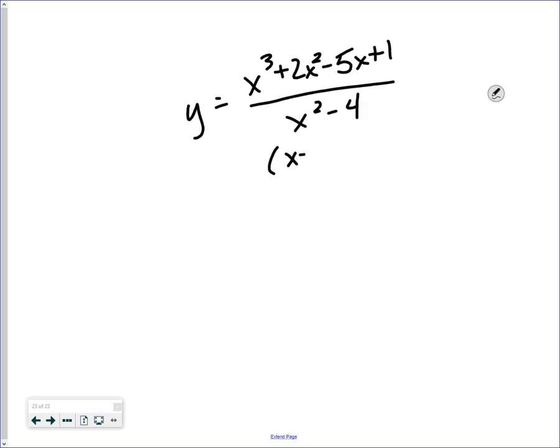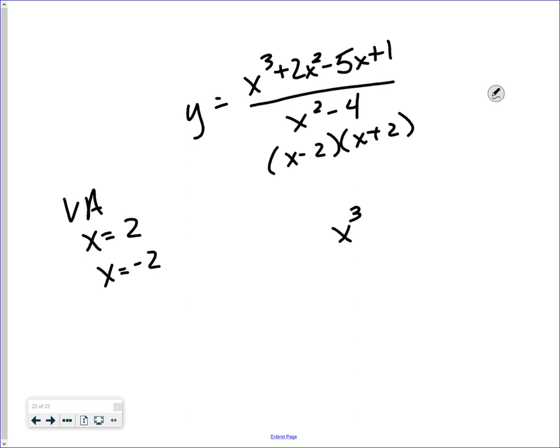The bottom factors to be x minus 2 and x plus 2. So that gives us 2 vertical asymptotes at x equaling 2, x equaling negative 2. The degree of the top is larger than the bottom, so I would need to divide in order to come up with the oblique asymptote.